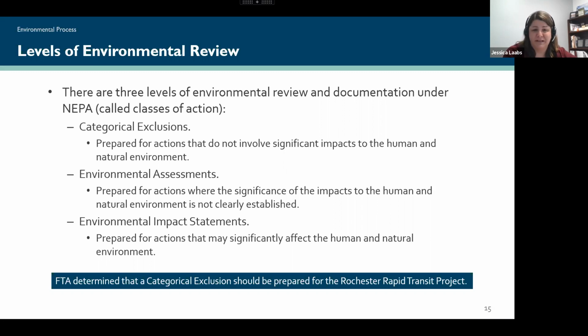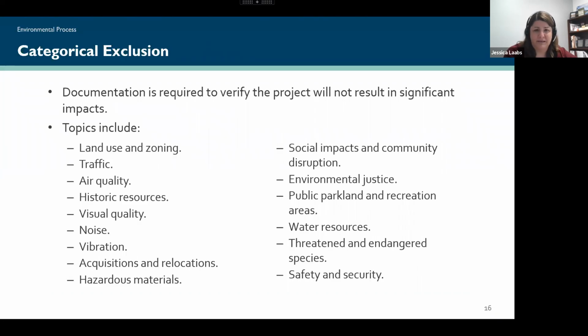So for Rochester Rapid Transit, we worked with the FTA to figure out the class of action, and they determined that a categorical exclusion is the level of documentation that we should prepare. You can go to the next slide.